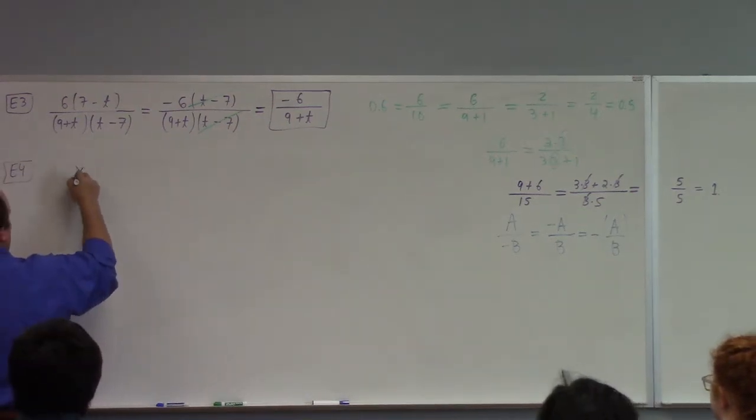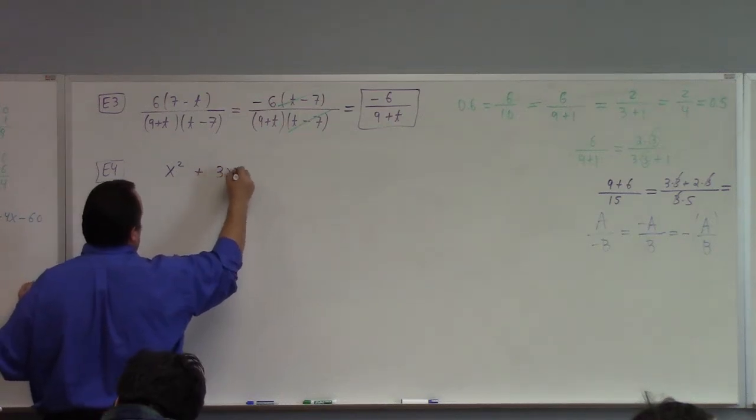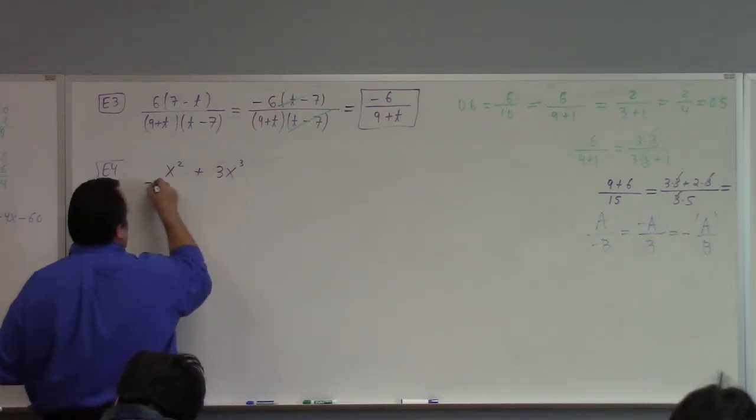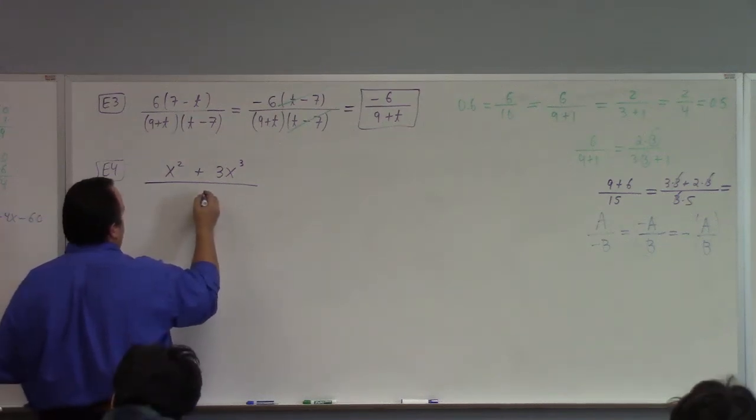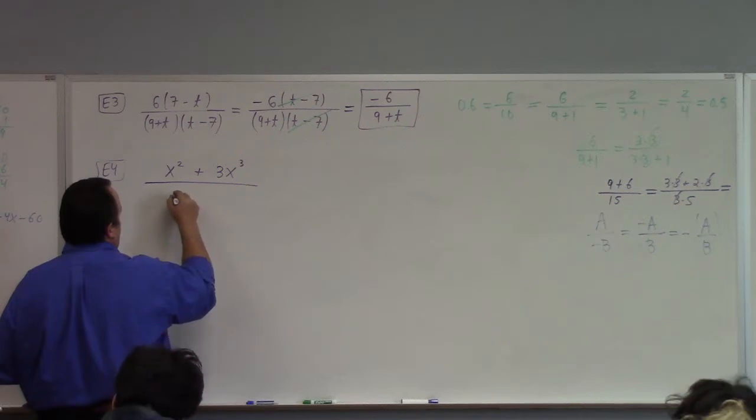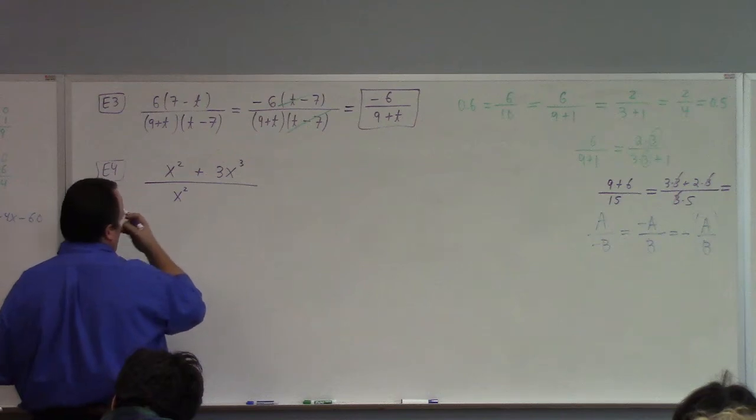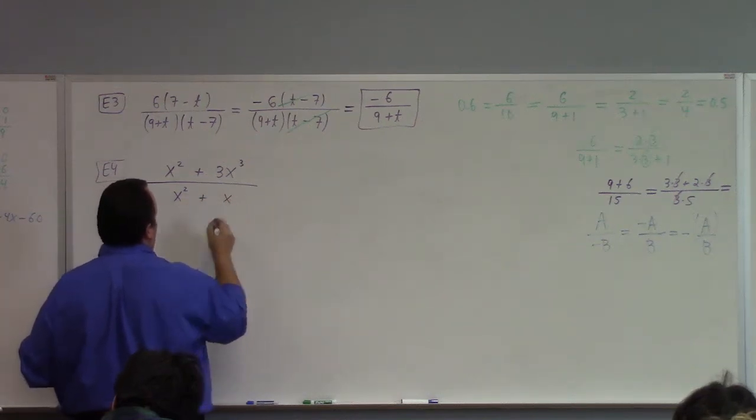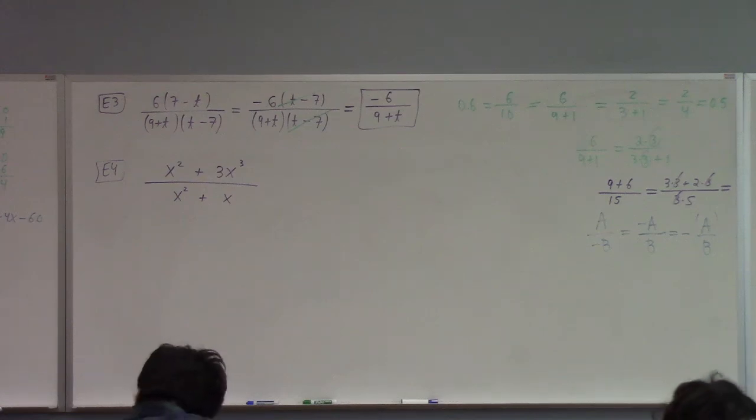Example 4. Something like, I don't know, x squared plus 3x cubed divided by, let's say, x squared plus x. Suppose we want to simplify that, right?